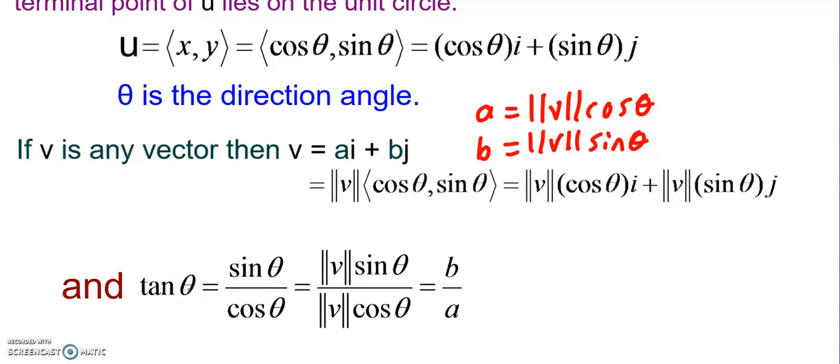This part we've already seen. How do I find theta? Well, I know tangent of theta is b over a. So we already saw that before when we learned how to find the direction of a vector. But we also know from our knowledge of trig that we could represent this as tangent of theta is sine of theta over cosine of theta, or in terms of vectors, magnitude v sine theta over magnitude v cosine theta. Those would just reduce, obviously.